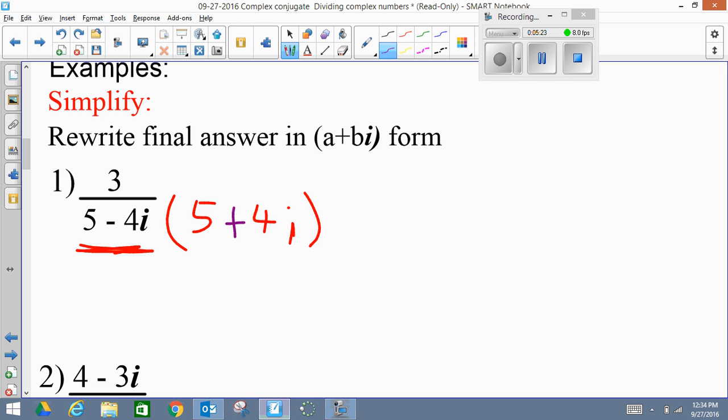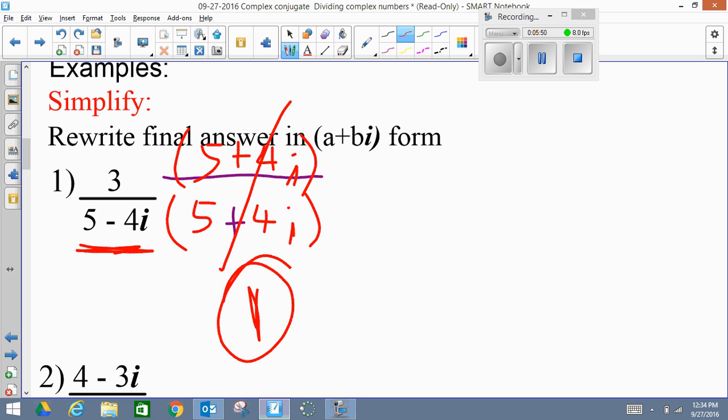Whatever I do in the denominator, I got to multiply on the numerator. So I'm going to do the same thing on the top, 5 plus 4i. How come? Because 5 plus 4i divided by 5 plus 4i, this numerator divided by this denominator, is equal to 1. And anything times 1 is the same thing. So technically, I'm not changing the expression. I'm multiplying times 1. That's why the conjugate has to be the same thing on the top and the bottom.